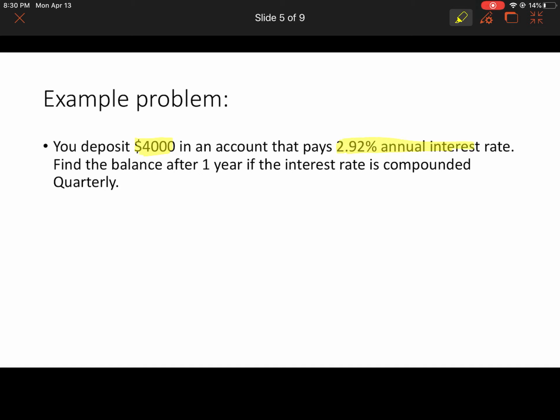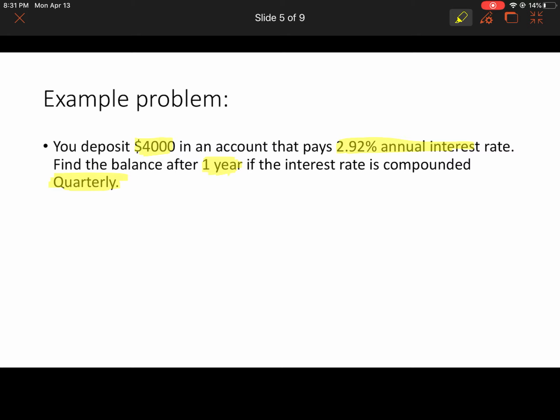It pays an annual interest rate of 2.92%. That percentage is usually going to be your interest rate, and it's usually going to be really important towards the problem. It says 1 year. That's pretty important, the amount of time that you want to do this for, especially if it tells you years. And then it says the interest rate is compounded quarterly.